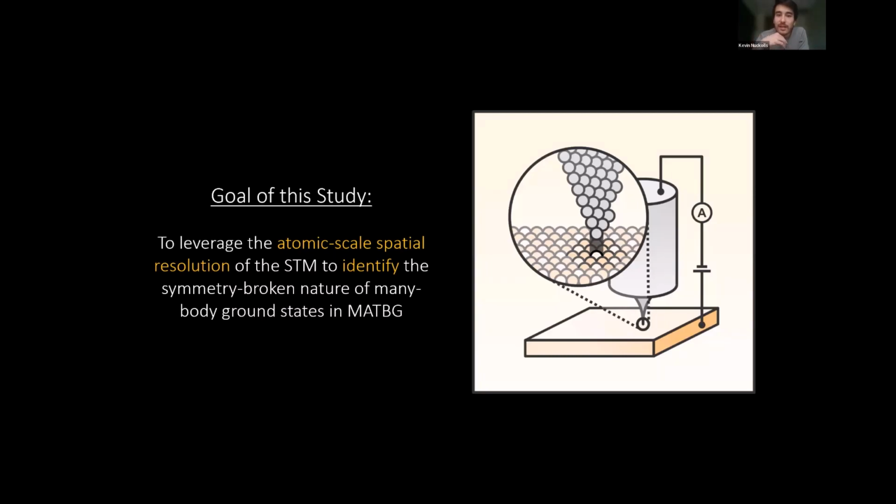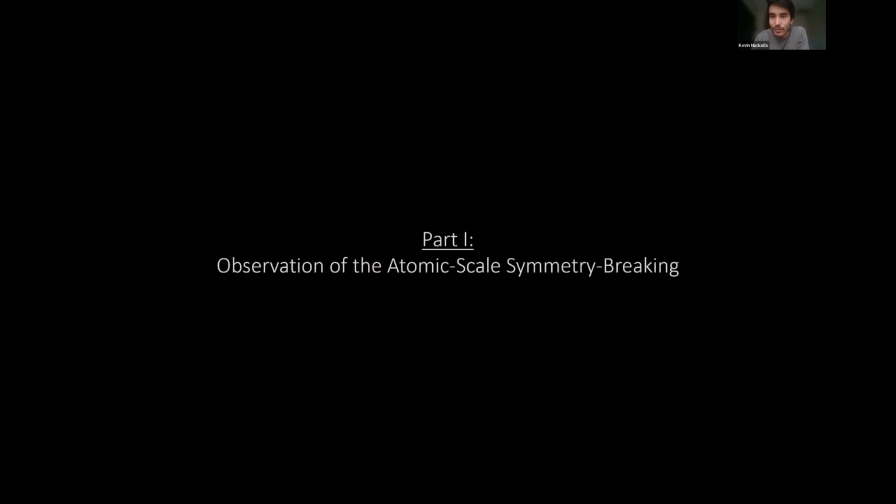And we find that actually using atomic scale spatial imaging using the STM is a really wonderful way to do this. It gives me an enormous amount of insight in order to identify the symmetry broken nature of many body ground states in magic angle graphene. Instead of just saying that it is symmetry broken, I can tell you what the symmetry breaking is. So we perform these experiments at high temperatures and millikelvin temperatures for the past 2 years, and I'm really excited to show you some of these results that we've accumulated over that time.